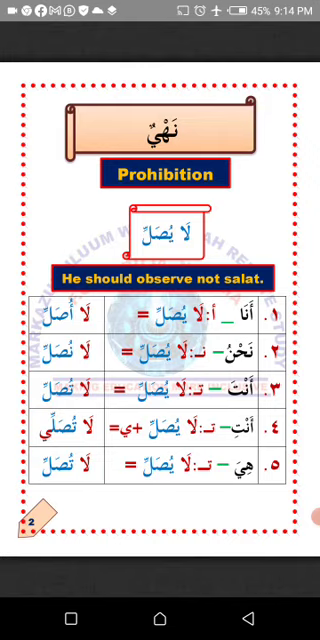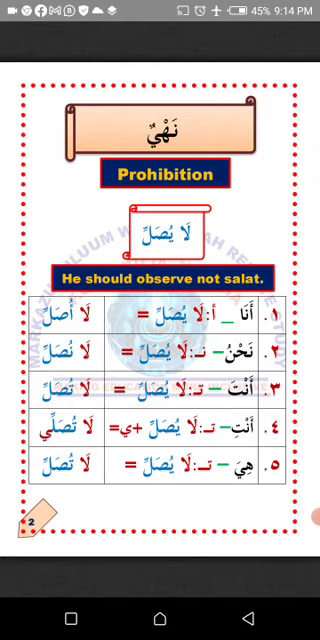Ithnan, number two, nahanu, we. So how do we change the verb la yusalli to suit nahanu? All you need to do is to detach ya'un and attach nunun. So the verb la yusalli will now become la nusalli, which means we should not observe salat.